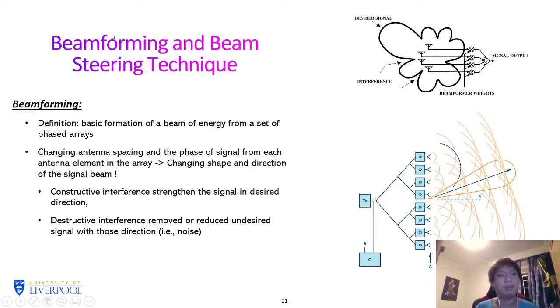So let's come to the beamforming and beam steering technique. Beamforming basically means the formation of a beam of energy from a set of phased arrays. If we change the antenna spacing or the phase of the signal for each antenna element in the array, we can change the shape and direction of the signal beam, not only confining it to a particular direction. Constructive interference strengthens the signal in the desired direction, while destructive interference removes or reduces it in the undesired directions.